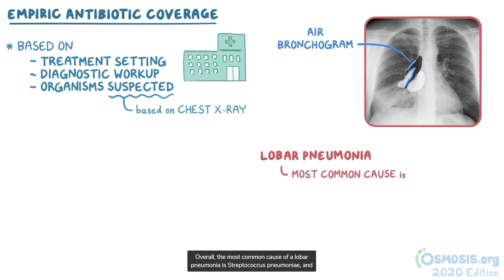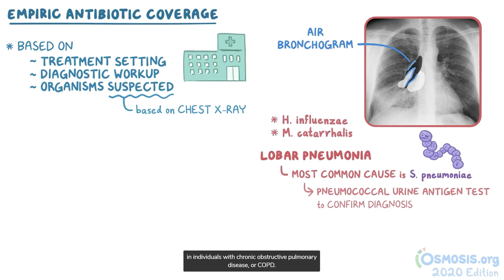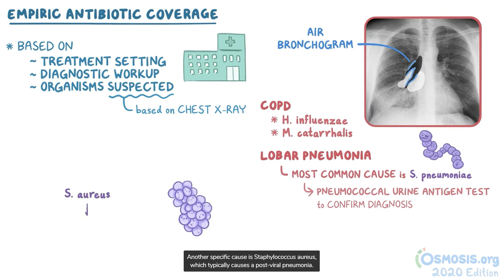Overall, the most common cause of a lobar pneumonia is Streptococcus pneumoniae, and when it's suspected, a pneumococcal urine antigen test can be done to confirm the diagnosis. Other pathogens like Haemophilus influenzae and Moraxella catarrhalis are sometimes seen in individuals with chronic obstructive pulmonary disease, or COPD. Another specific cause is Staphylococcus aureus, which typically causes a post-viral pneumonia.